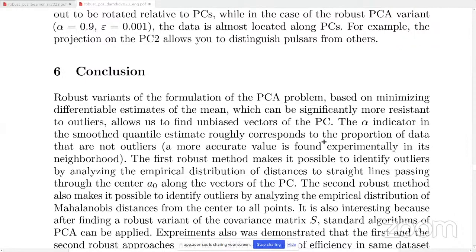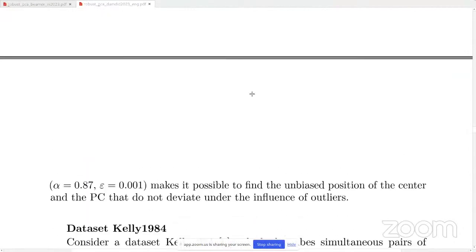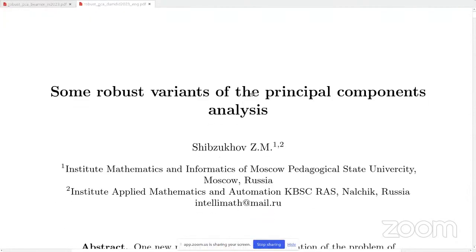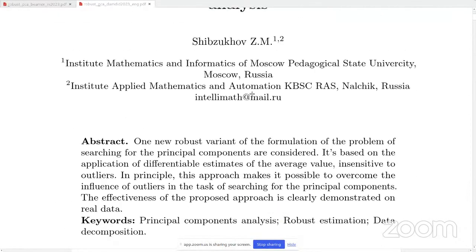Okay, I have a question. Are you the first who actually did the robust version of PCA or not? Is it the first research or do you know something similar? Of course, it's not the first research. There was other research in this area, but what's the main difference of this research from the others?